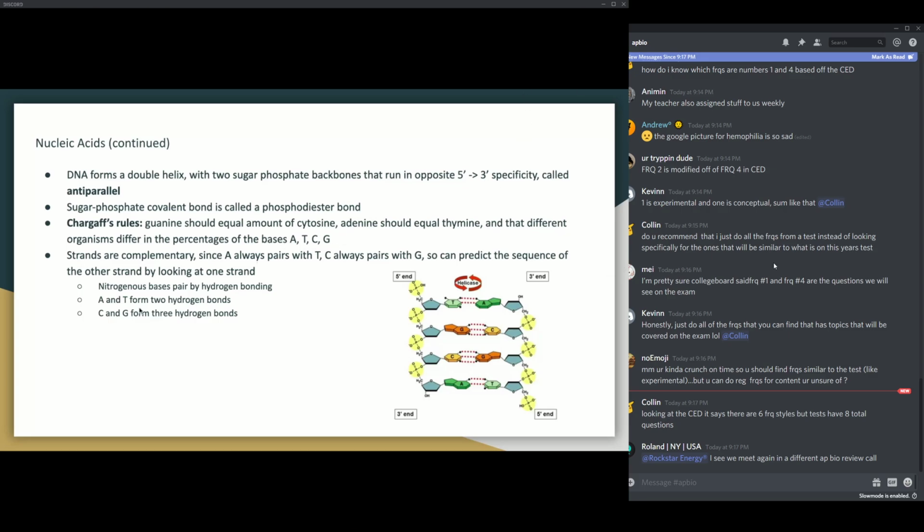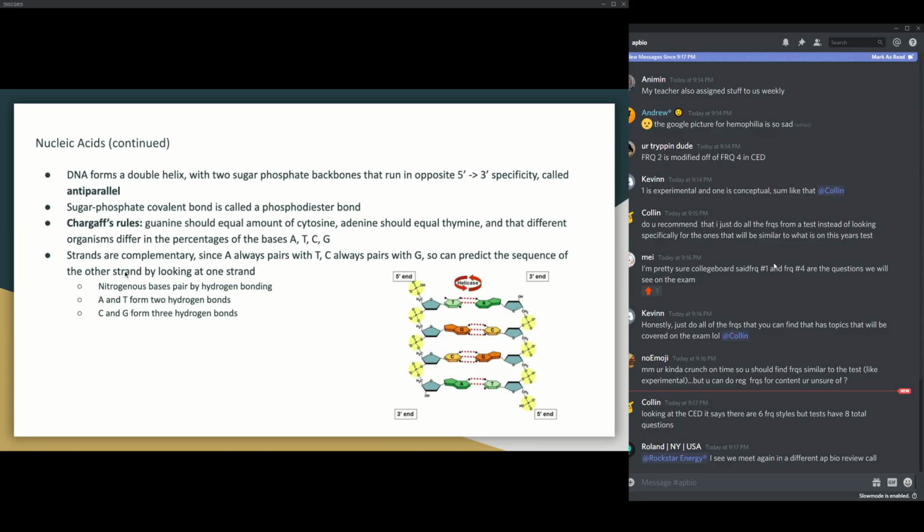And so, because the strands are complementary, adenine always pairs with thymine, and cytosine always pairs with guanine. So you can always predict the sequence of one strand by looking at the other, which is crucial for DNA replication because you can use one template strand to form another strand.